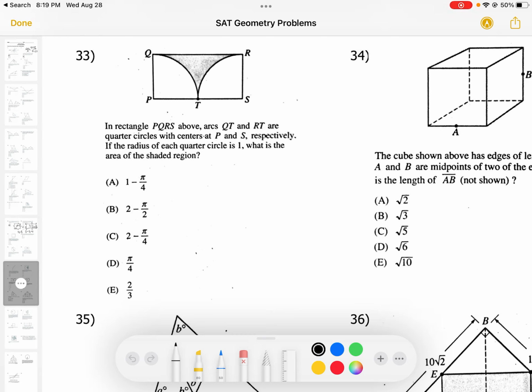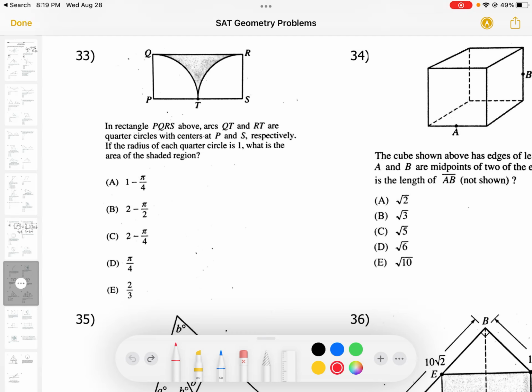Okay, so question number 33 says, in rectangle PQRS, arcs QT and RT, so that arc and that arc, are quarter circles with centers at P and S respectively. If the radius of each quarter circle is 1, what is the area of the shaded region?